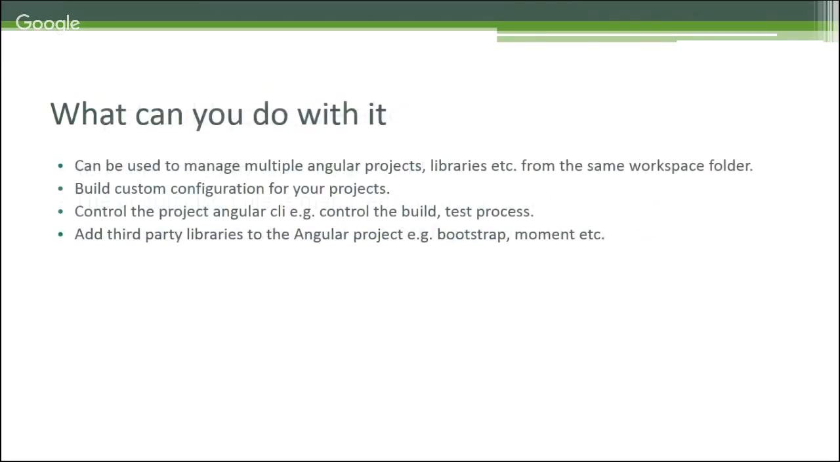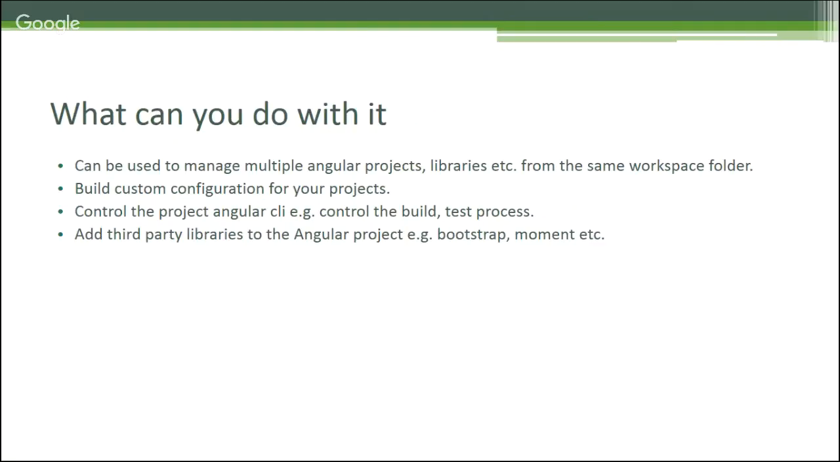So what can you do with the Angular.json file? The Angular.json file can be used to manage multiple Angular projects and libraries from the same workspace folder. It can build custom configuration for each of your projects or for one single project, and then you can manage different projects. Control the project Angular CLI.